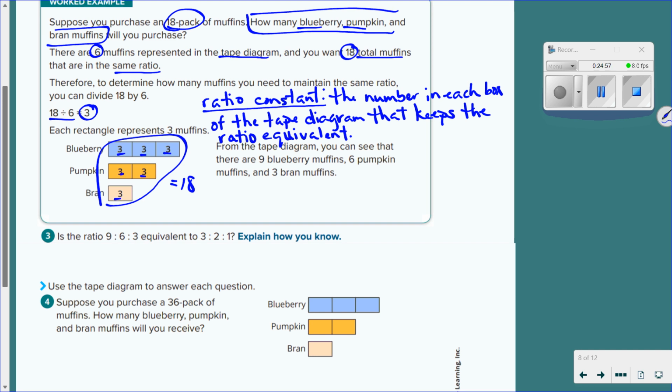Once you find your ratio constant, every box gets that number. But here's the beauty of it. Let me just add a couple things in this. Number one, all of these problems are basically going to ask you to find the ratio constant. They're going to give you the information to find it. You have to put it together to figure out how it goes together. We'll talk about that in a little bit. But once you find it, now everything is easy. Because I can now look and say, okay, I have 3 boxes of 3 blueberry muffins, right? So how many blueberry muffins do I have?